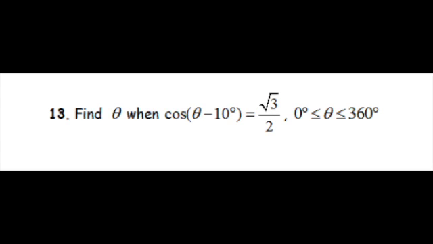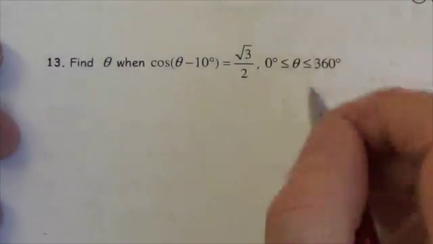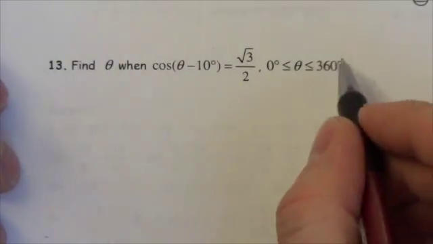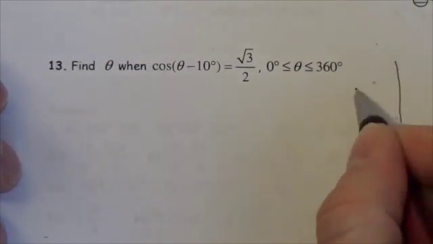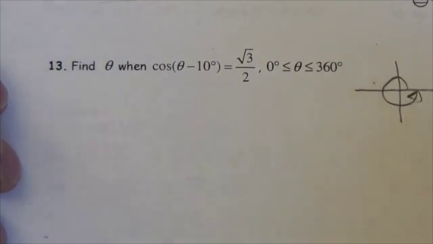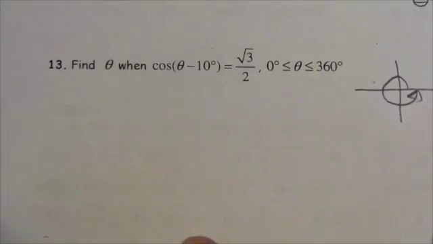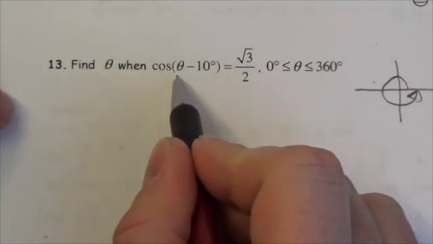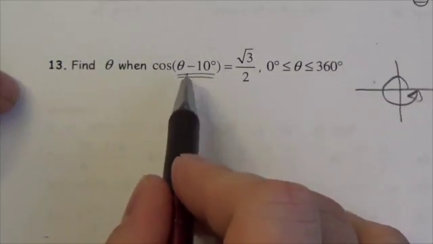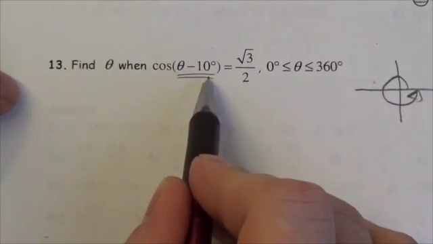Find theta when the cosine of theta minus 10 degrees is equal to root 3 over 2, where theta is between 0 and 360 degrees. All right, now this last question right here, we're looking for the answers in between 0 and 360. So just a nice complete rotation there. Nothing really odd about that. What's odd about this question is that little bit of algebra that happens right inside here.